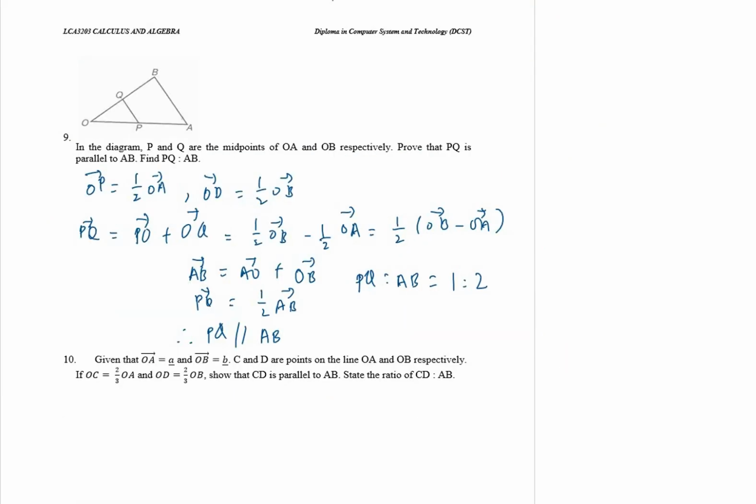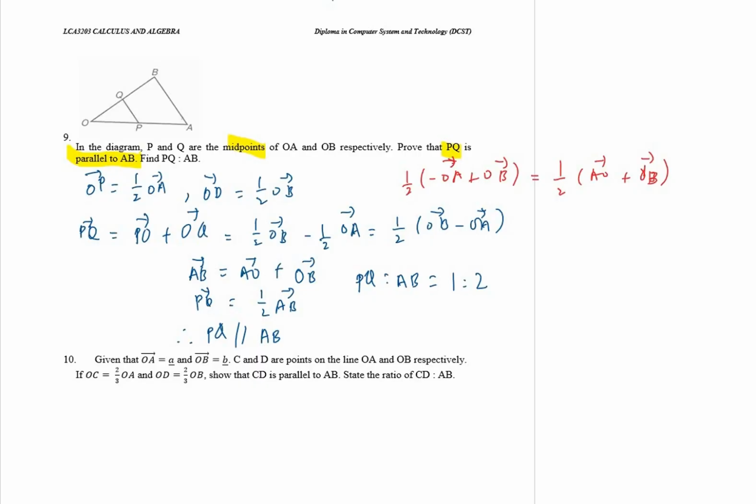Okay, now in this question we are supposed to also prove that PQ is parallel to AB. So you find PQ first. PQ is PO plus OQ, which is actually half OB minus half OA because they are midpoints of OA and OB. And you take out the half, you will have half of OB minus OA. Or you can also write it as half of negative OA plus OB, or half of AO plus OB. Okay, then you find AB. AB is AO plus OB.